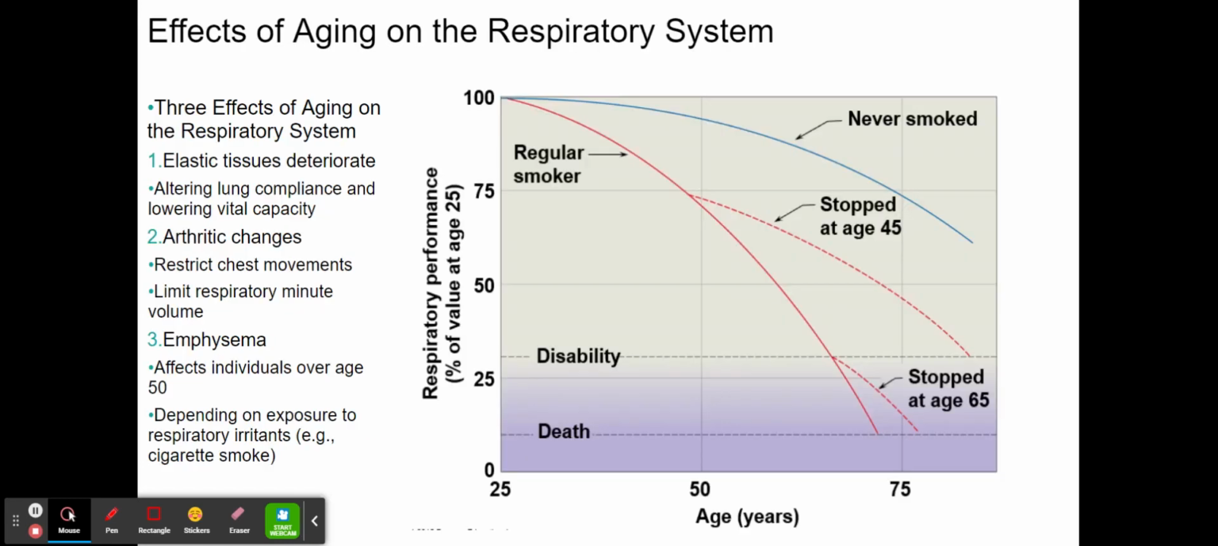Many factors interact to reduce the efficiency of the respiratory system in elderly individuals. Here are 3 examples. 1. With age, elastic tissue deteriorates throughout the body. These changes reduce the compliance of the lungs and lower vital capacity.